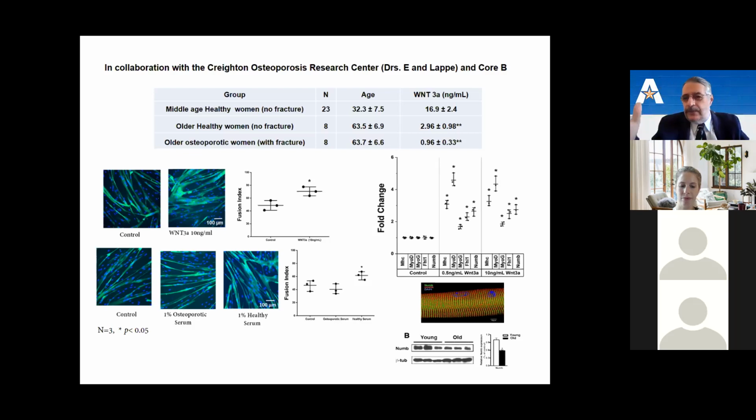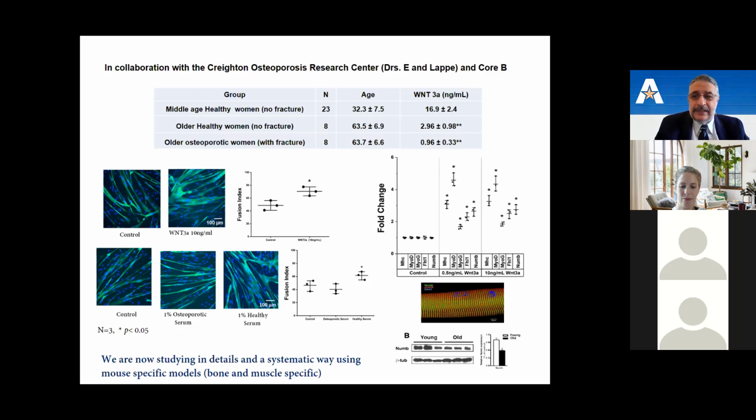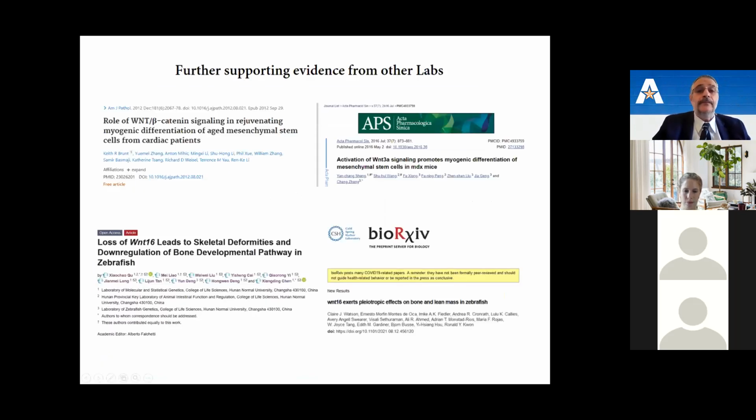So you see, this is really interesting, correct? We are now studying in detail, in a systematic way, mouse models with bone- and muscle-specific beta-catenin deletion, and WNT3A deletion in bone and muscle. Now, it is always really interesting to see that other labs are supporting your evidence. Role of Wnt beta-catenin signaling in rejuvenating myogenic differentiation of aged mesenchymal stem cells. This group also found that WNT3A reduces with aging in humans, showing the relevance of what we are finding.